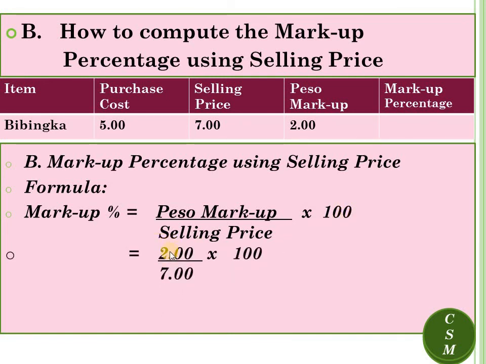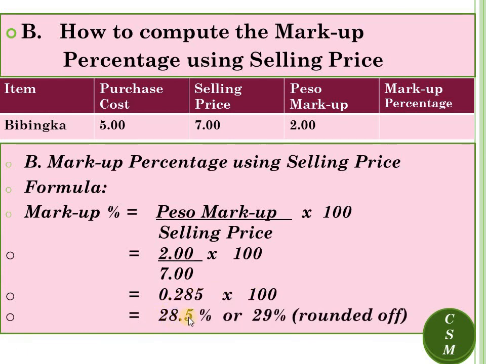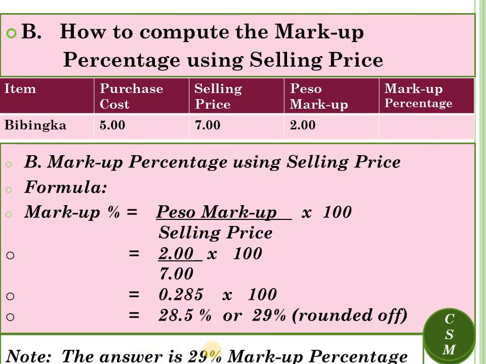To substitute values, peso markup is 2 pesos, selling price is 7 pesos, times 100. We will get 2 divided by 7 is 0.285 times 100. Our answer is 28.5%, and if rounded, we have 29%. Note, the answer is 29% markup percentage.